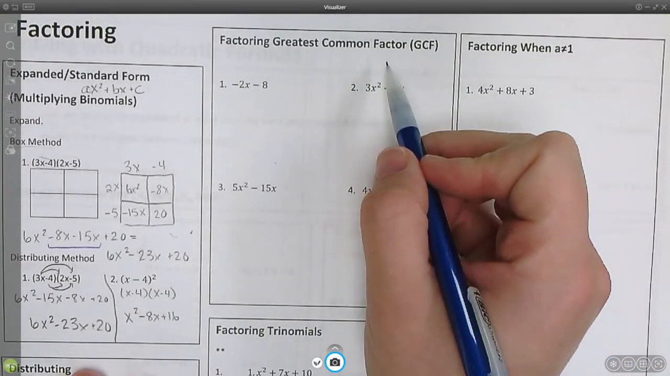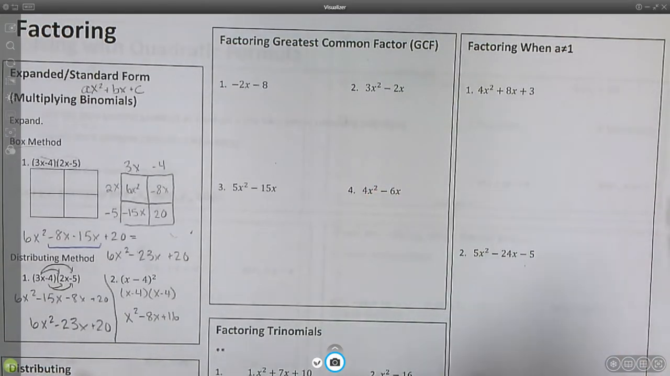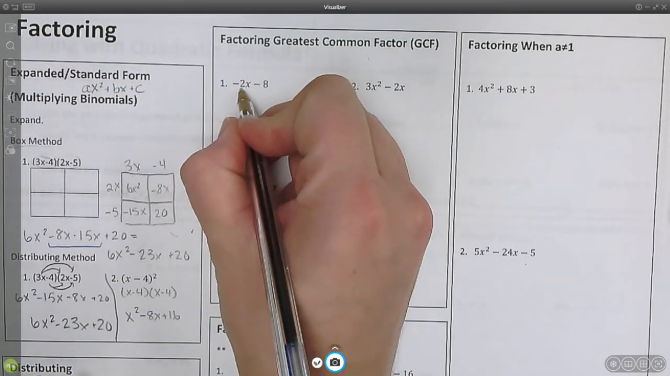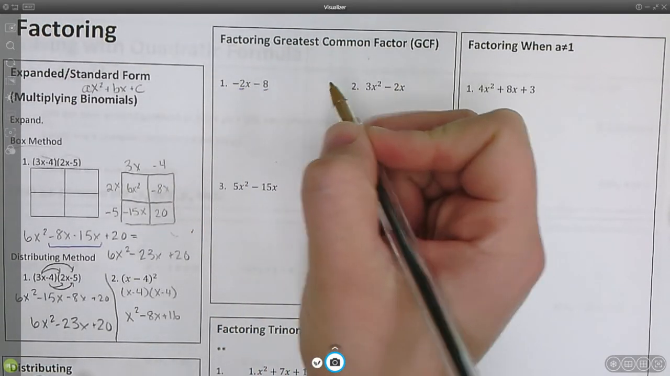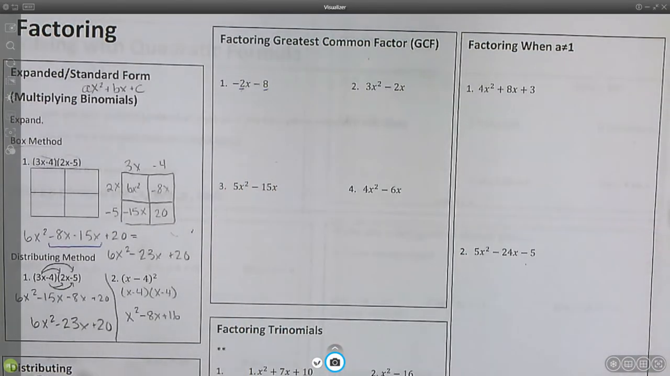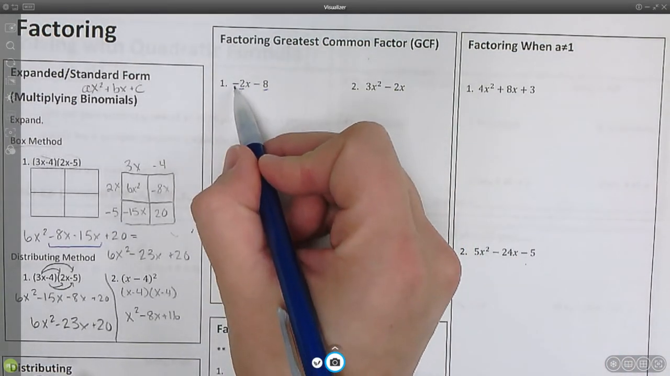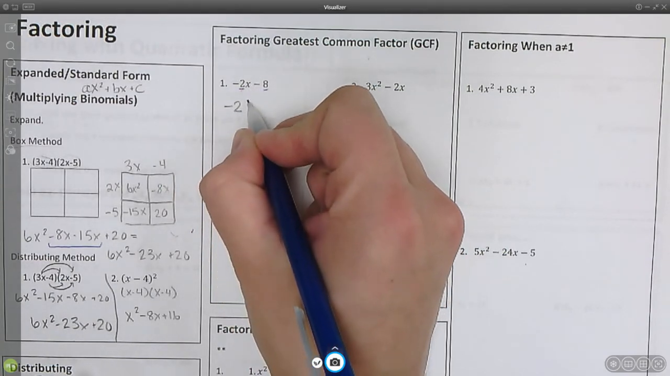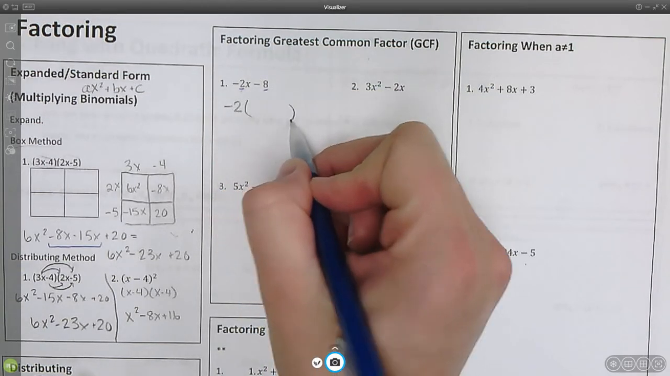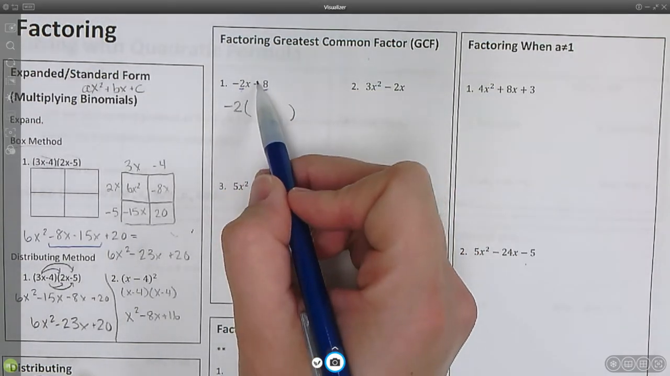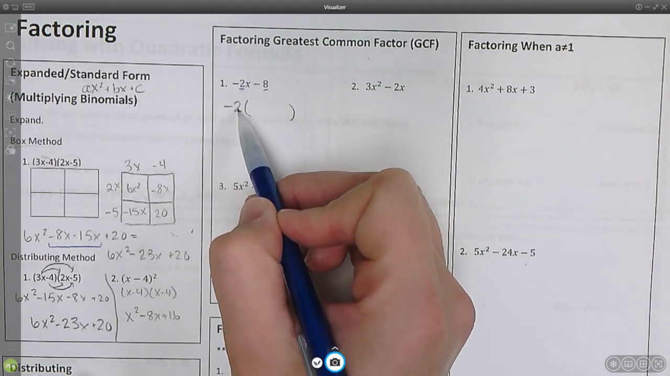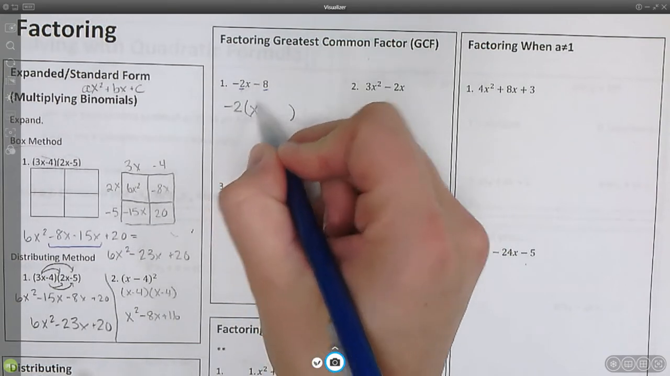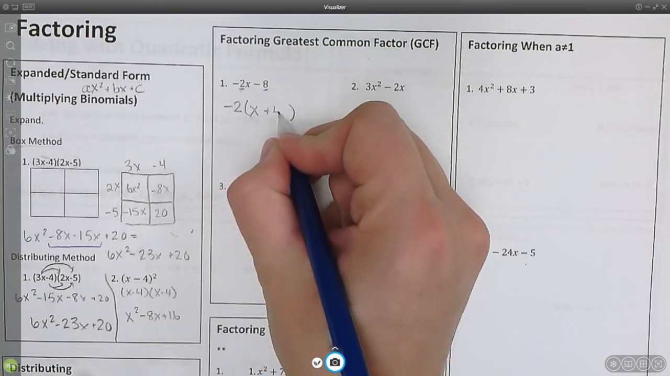All right, so factoring out your greatest common factor. So when you're doing these, you want to look for the biggest number that goes into both this 2 and this 8. So the biggest number that goes into 2 and 8 is 2. But since this leading term is a negative, we need to factor out a negative. So it'll be negative 2. And then to figure out what goes on the inside of your parentheses, you're taking this original expression and dividing it by negative 2 to see what you have left. So negative 2x divided by negative 2 is just x. Negative 8 divided by negative 2 is a positive 4.